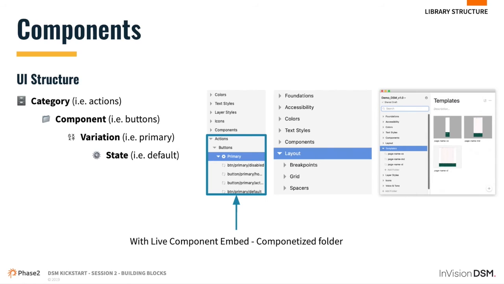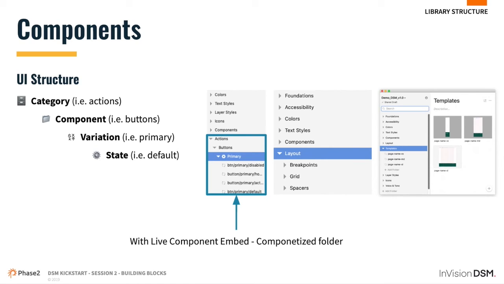Speaking of components, here is the recommended structure for organizing your components in the DSM. First, you want to start with category, such as actions, and then you drill down into component, such as a button. Then you drill down further to the variation of that component, such as primary or secondary. And then you drill down even further to the state of that component, such as default or hover.